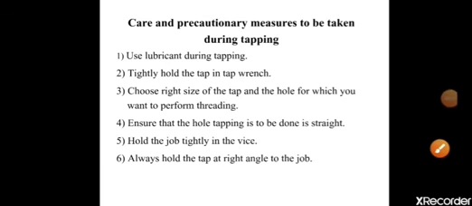So this is how the tapping process is done. Now let us discuss the care and precaution measures to be taken during tapping. Use lubricant during tapping. Tightly hold the tap in a tap wrench. Choose the right size of the tap and hole for which you want to perform the threading. Ensure that the whole tapping is done in a straight way. Hold the job tightly in the vise. Always hold the tap at the right angle to the job. So these are the precaution measures you need to follow during the process of tapping.